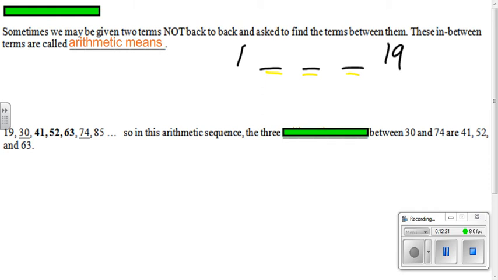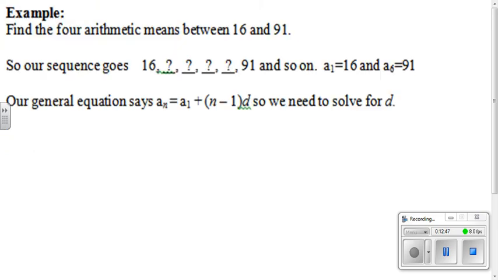So in this arithmetic sequence we're looking at down here, if we've got 19, 30, 41, 52, 63, 74, 85, and we're looking at 30 and 74, we'd say that the 3 arithmetic means in between them are 41, 52, and 63. So if we need to actually find what these arithmetic means are, it'll be helpful to find a formula or an equation for our sequence first.